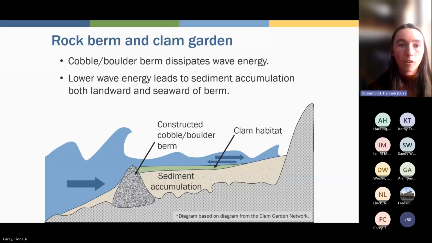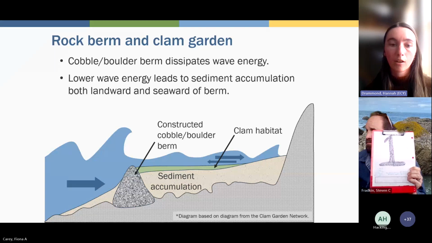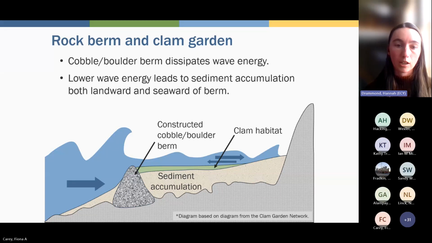This is just one example of many different designs that could be implemented in this area. So this is our same conceptual diagram, but we've now constructed a cobble and boulder berm. And so the same high energy waves come in, they hit the cobble berm, and that energy gets dissipated. And so when it hits that high angle shoreline, we're actually getting some sediment accumulation rather than the sediment getting washed offshore. This particular diagram was adapted from the Clam Garden Network. So this could be integrated with the concept of building a clam garden. Next slide, please.